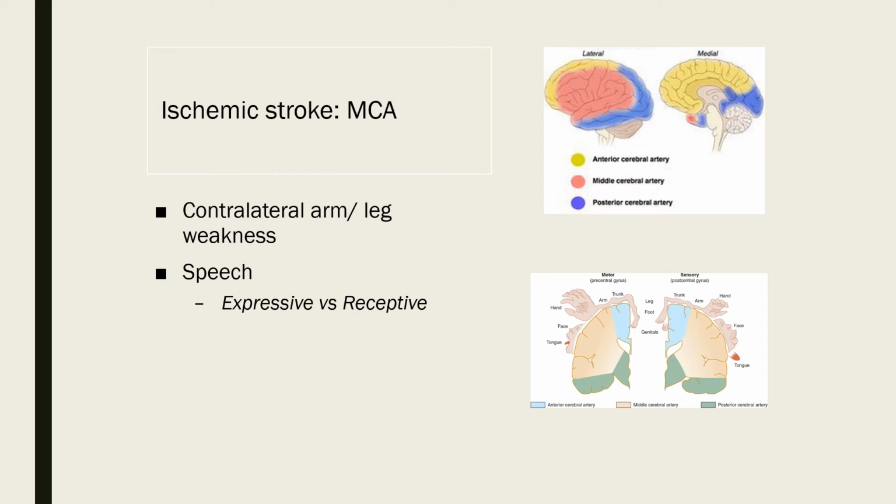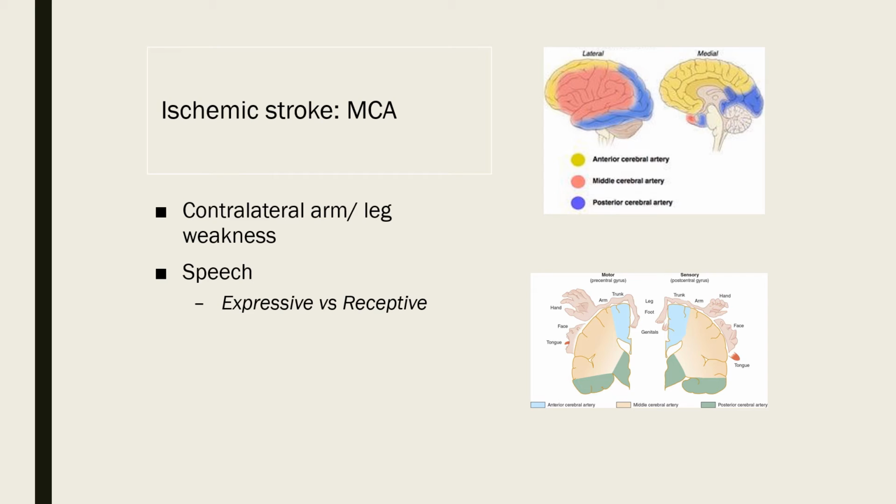Now on to MCA ischemic strokes. So from this picture, you can see that the MCA primarily feeds the temporal and parietal lobes and much more of the pre and post-central gyrus. That's, remember, your primary motor cortex and your somatosensory cortex. Therefore, you typically see much more involvement of the arm and leg of the contralateral side. The MCA also feeds the speech center of the temporal lobe. Just remember, the left hemisphere is considered the dominant speech hemisphere in about 95% of patients. So a left MCA stroke will typically cause much more speech issues than a right MCA stroke.